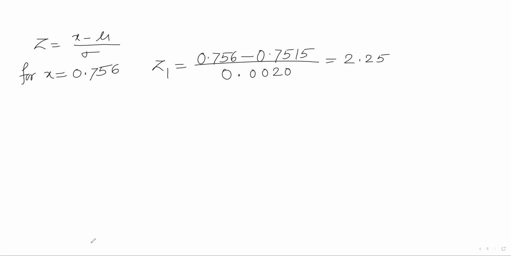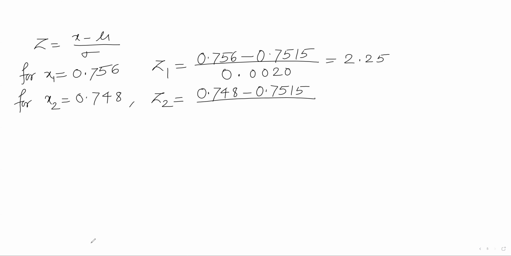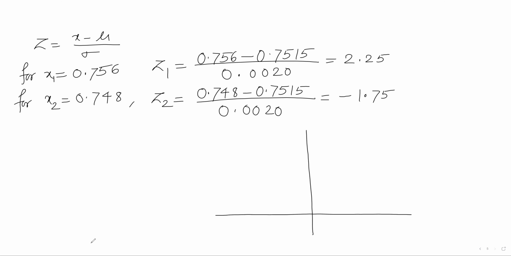And for x2, for x2 is equal to 0.748, we will get another value z2: 0.748 minus 0.7515 divided by 0.0020. So what is the answer we'll get? This is minus 1.75. Now we will draw this diagram. Always draw the diagram so that it is very easy to understand the thing.